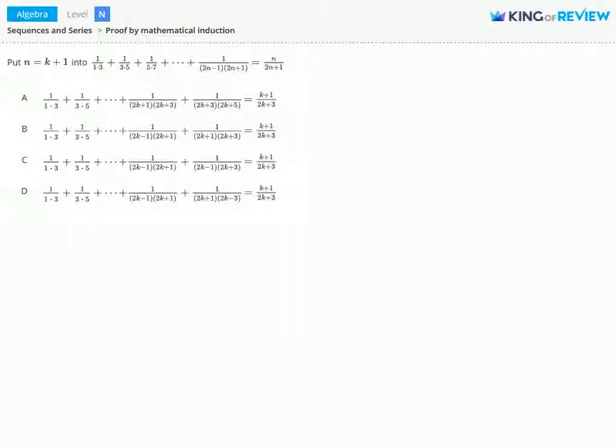Put n equals k plus 1 into the following series here. So the first term in our series is 1 over 1 times 3. And we're adding this to the second term, which is 1 over 3 times 5. And we're adding that to the third term, which is 1 over 5 times 7. And before we continue on with this, let's look at the first three terms.